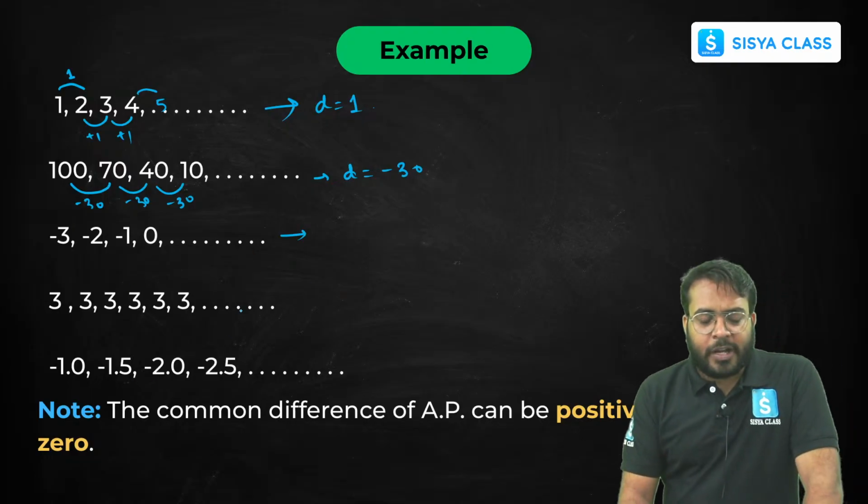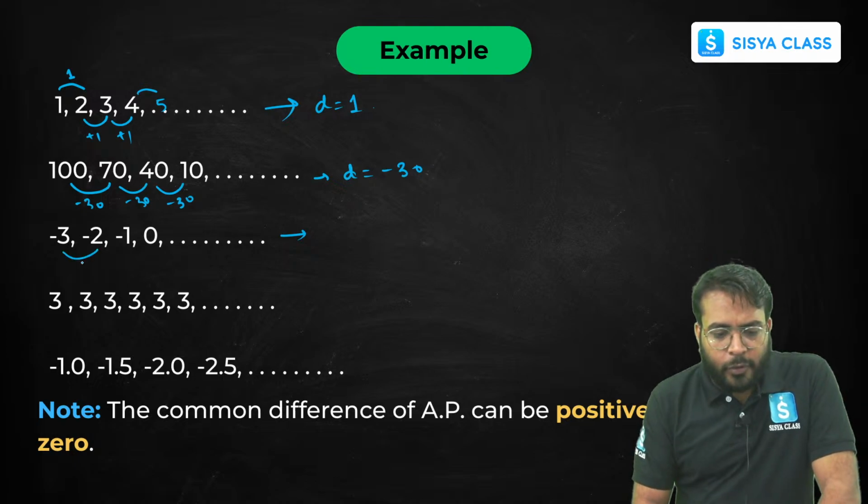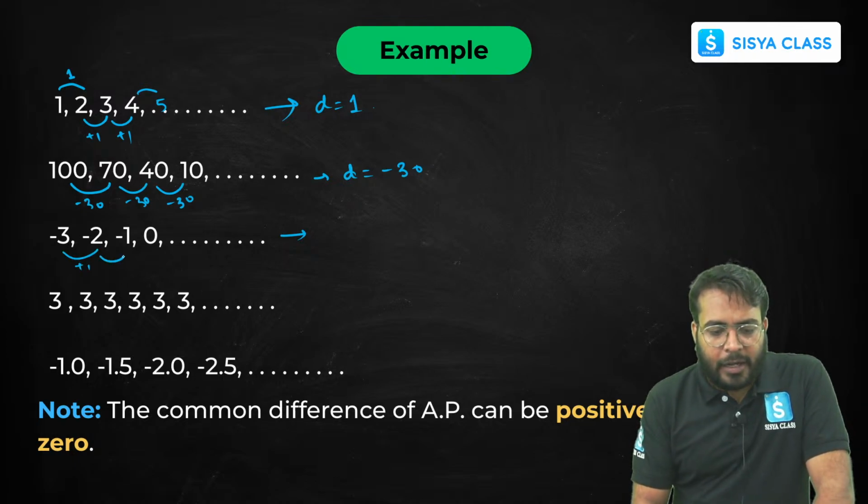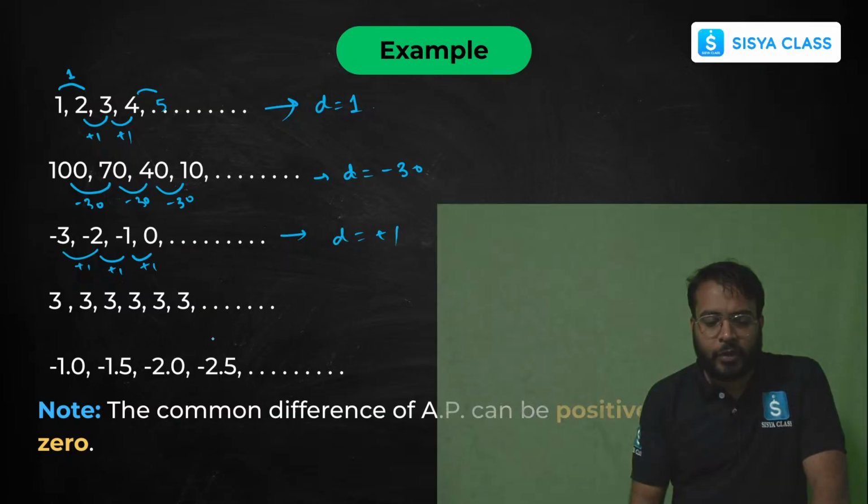Minus 3, minus 2, minus 1, 0. Here what you are doing? Here you are adding 1, right? Here you are adding 1. Here you are adding 1, and here also the common difference is going to be plus 1.